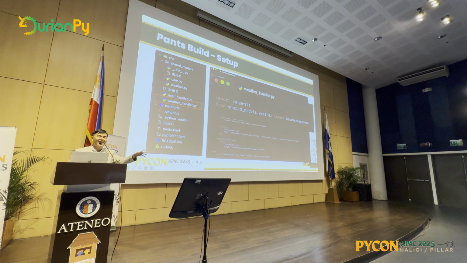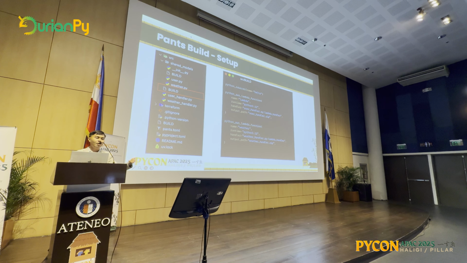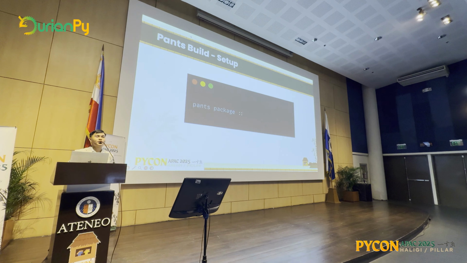The main configuration component for Pants is this pants.toml file. The important part of this is that we have the Python and AWS Lambda Python backend, which allows us to build Python Lambda functions with the build system. And here in the BUILD file in our source directory, we have specified where the Lambda function resides and what the name of the Lambda function handler is. We specify those for each of our Lambda functions. And all we have to do is run pants package colon colon. Colon colon means you package for the entire repository. So let's see that in action.